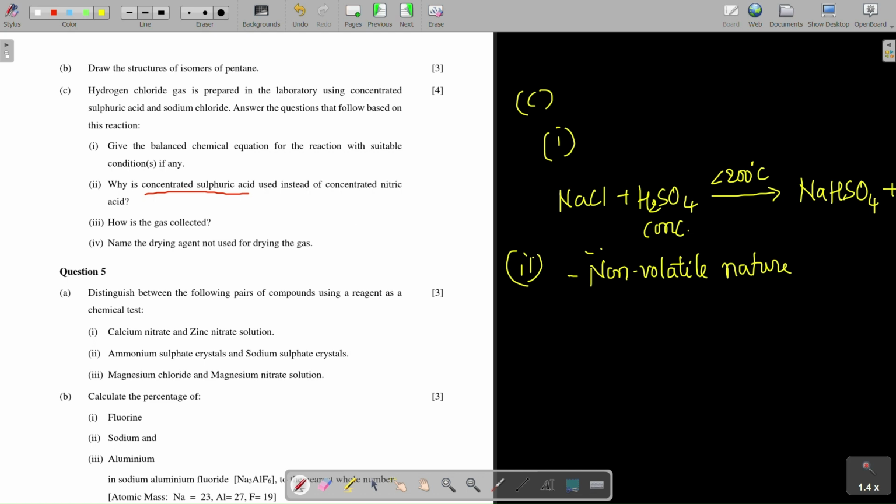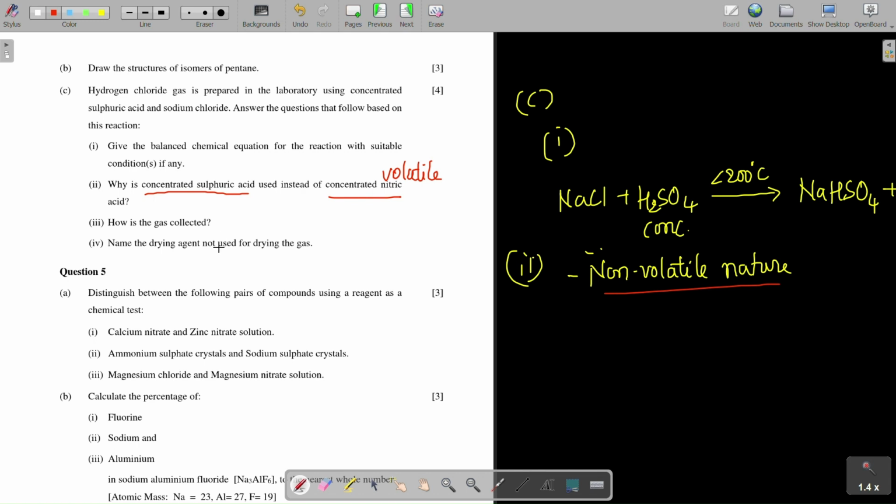It is used for the same reason, concentrated sulfuric acid instead of concentrated nitric acid, because concentrated nitric acid is a volatile acid. If we use a volatile acid, it will volatilize during the reaction and mix with the HCl vapors as well. So you will not get pure HCl gas. So that's the reason. The key term here: non-volatile nature of concentrated sulfuric acid.